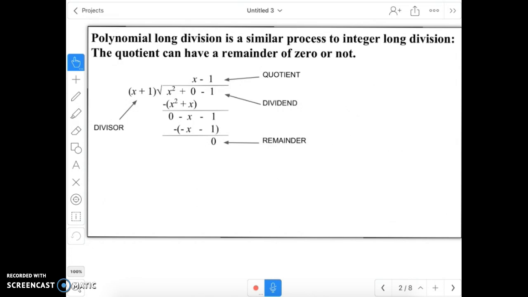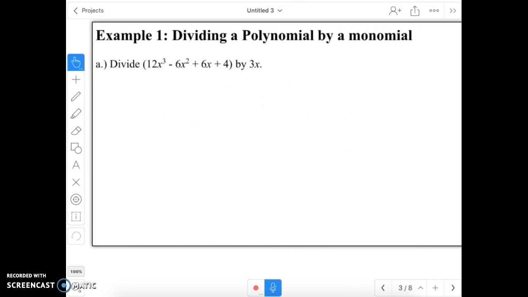So polynomial long division is similar to the process of integer long division, just like I said. The quotient can have a remainder of 0 or not. So if we have a remainder of 0, just like long division with integers, we just wouldn't write anything down. However, in our first example, you'll see how we would write that remainder. And the way that we do that is we take whatever that remaining number is divided by our divisor. So it ends up looking like another fraction.